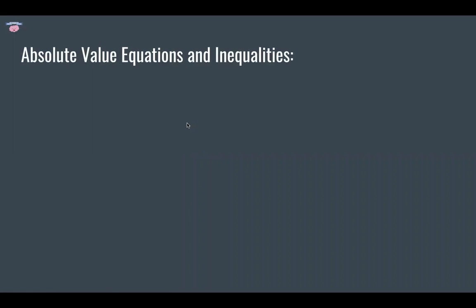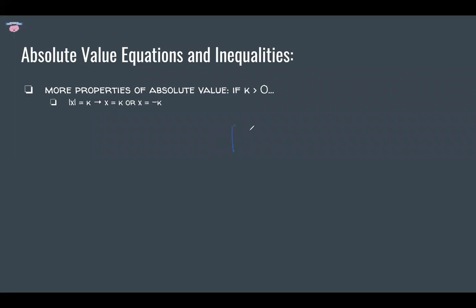Final topic is absolute value equations and inequalities. So some more properties of absolute value. If we're given that a real number k is greater than 0, then absolute value of x equal to k means either x equal to k or x equal to -k. So for example, if we have absolute value of x is equal to 2, then x equal to 2 or x is equal to -2, because either one, if you plug it in here, works.